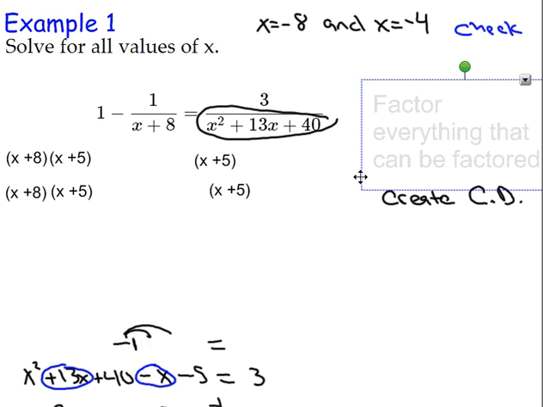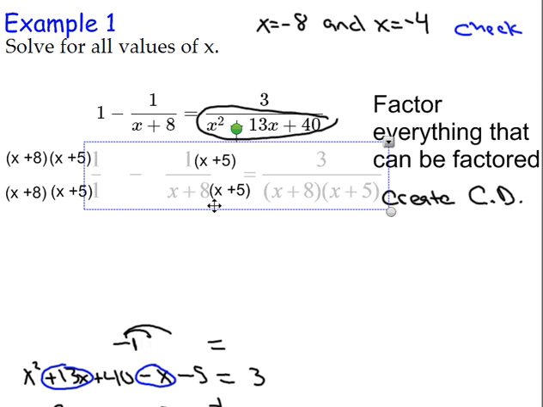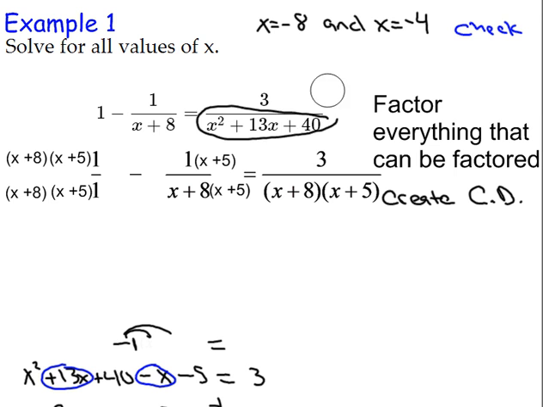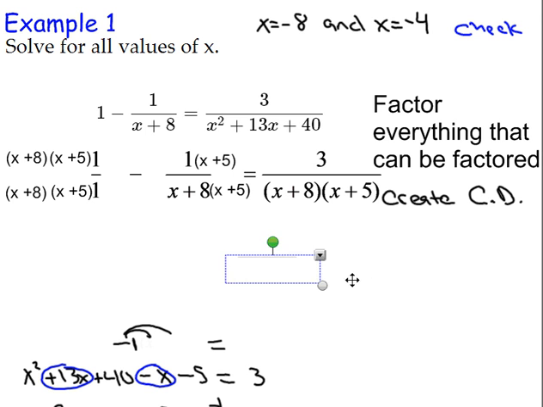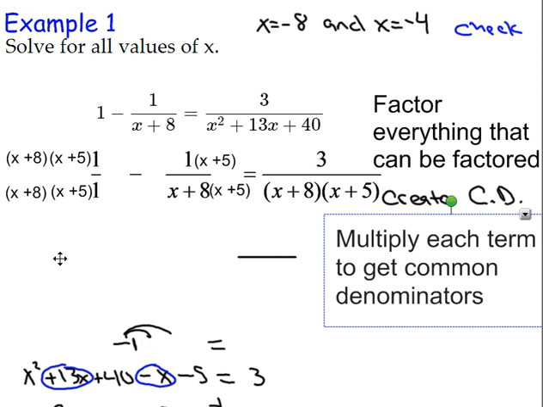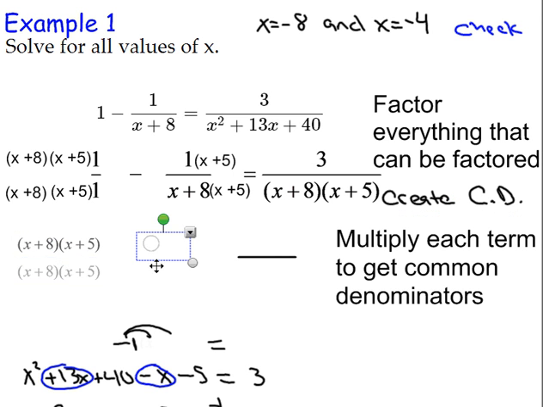Always check your solutions. Why don't we just do a quick overview of what we did? So you definitely want to factor everything that can be factored. That's how you want to start. Factor everything that can be factored. You want to create a common denominator. Then you want to multiply each term to get the common denominators.